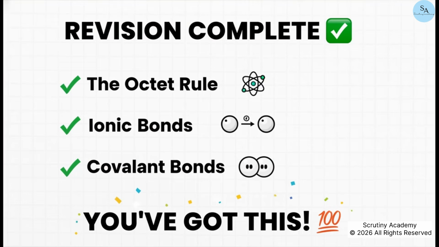And that's really the whole story. If you can confidently explain the octet rule, tell the difference between ionic and covalent bonds, and describe how VSEPR theory creates molecular shapes, you've totally nailed the core of this chapter. You're ready. Go get 'em.